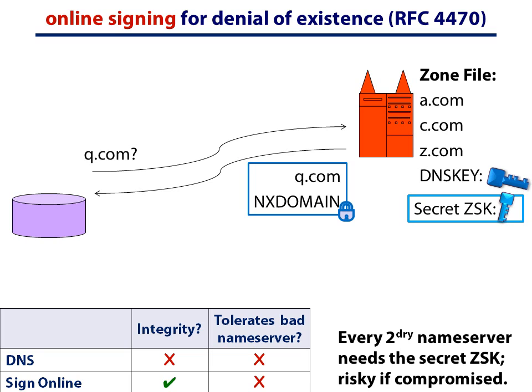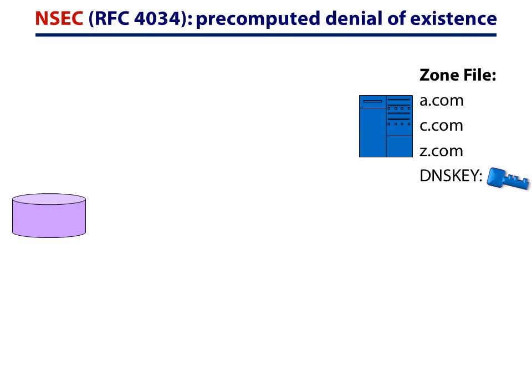This online signing solution in RFC 4470 does not withstand a corrupted name server, because it could leak the zone signing key and the adversary could then construct bogus responses. Okay, so fortunately we have a solution that doesn't suffer, and that's NSEC. So NSEC is a pre-computed denial of existence.